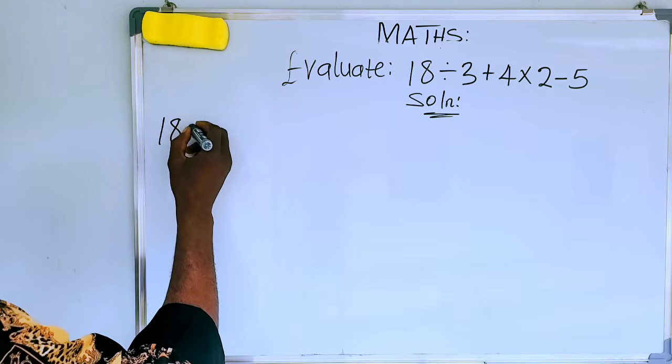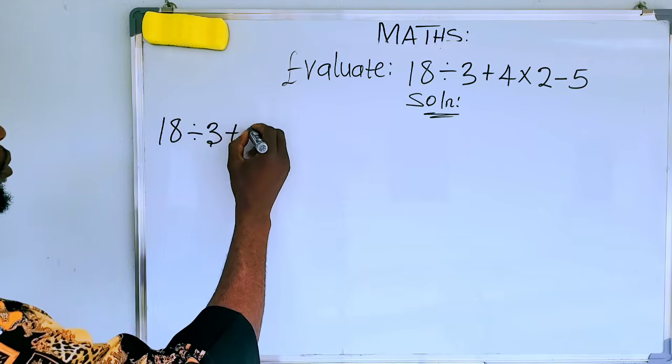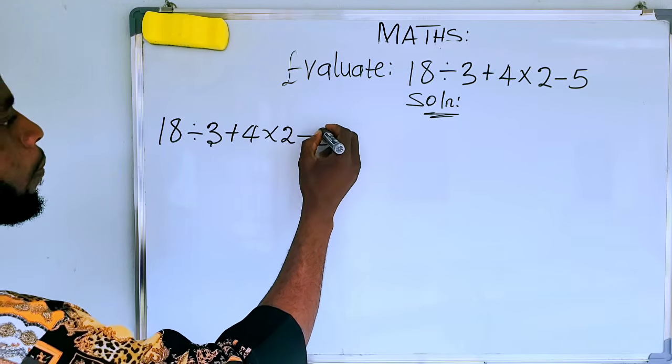Now, I will write the question down here. We have 18 divided by 3 plus 4 multiplied by 2 minus 5.